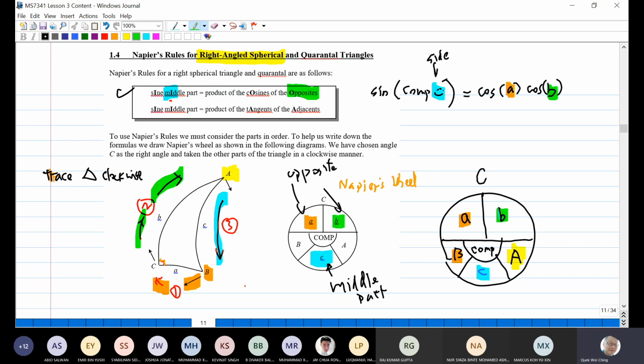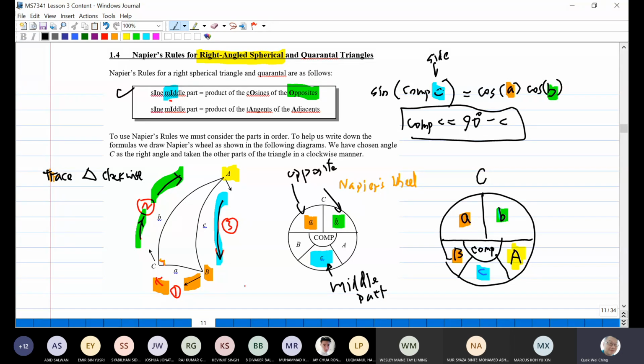The meaning of com C is actually side C, a small c here, because the C angle here is actually 90 minus C. Anything in the lower part of the wheel, you need to apply the com. I'll show you later how to apply this.